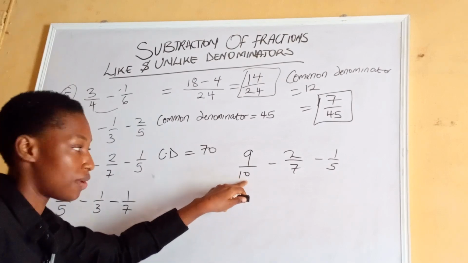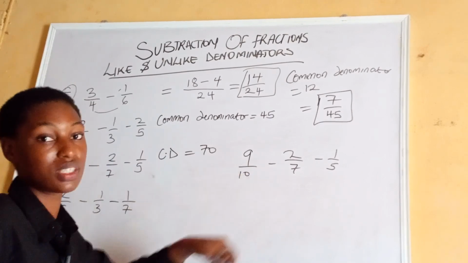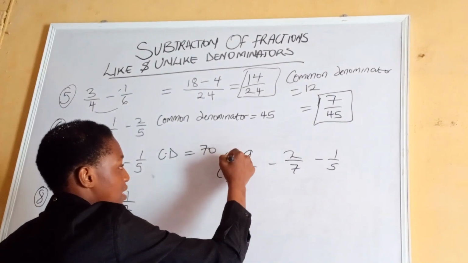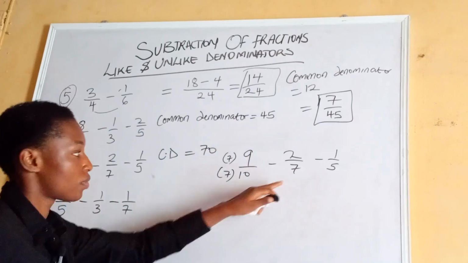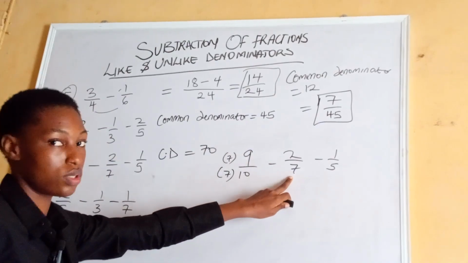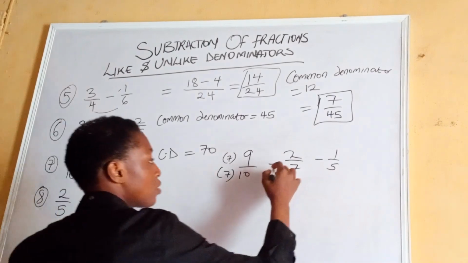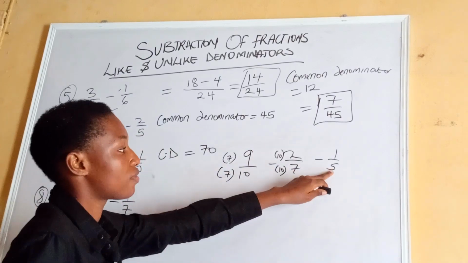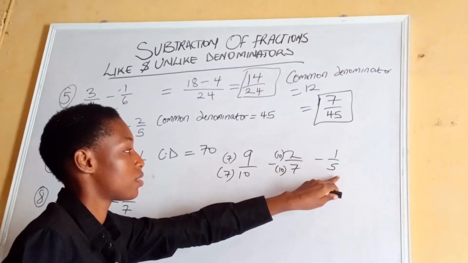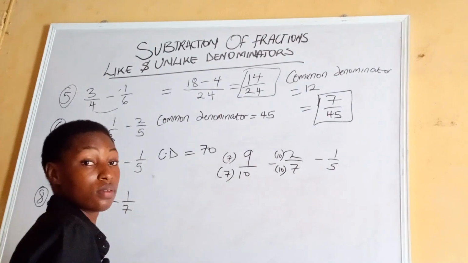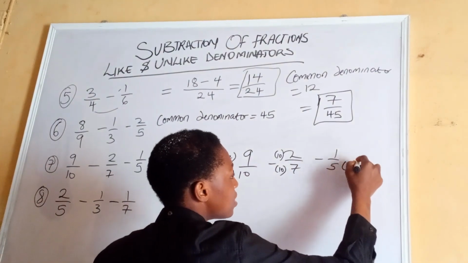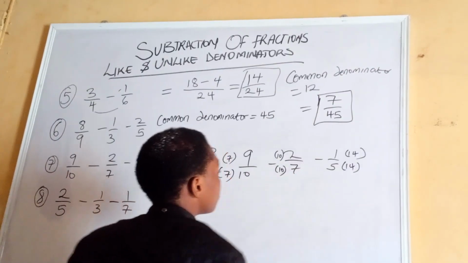To make this denominator 70, you think to yourself, 10 times what will give you 70? So you know that's 7. So you have 7 over here. Then you multiply this by 7 too. 7 times what will give you 70? That's 10. So you multiply this by 10 and then this by 10 too. 5 times what will give you 70? So you know this is 5 times 14. So you multiply this and then this.